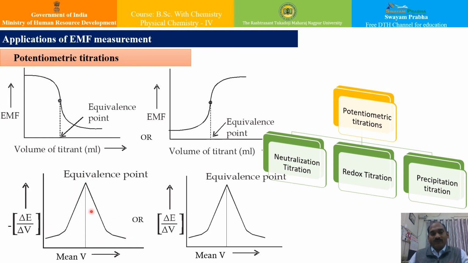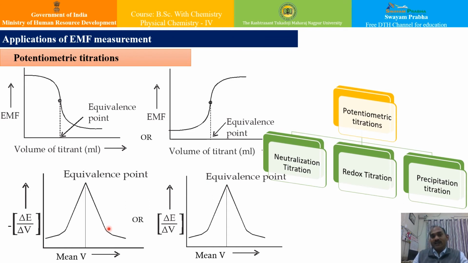So if I overlap this graph with this particular graph, EMF against volume of titrant, I can find out where my endpoint is. These graphs can give me the maxima or minima, and this maximum peak at which I get a drastic change can give me the endpoint. So basically, these potentiometric titrations can be of neutralization titration type, redox titration type, or precipitation titration type.